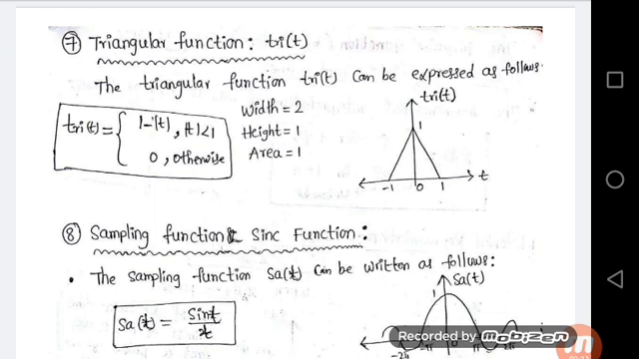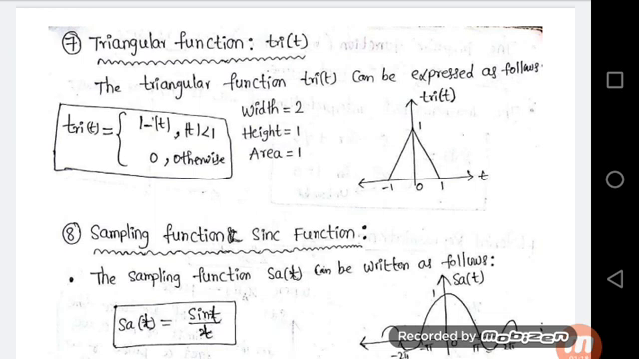Triangular means the path or direction of the angle lies between three major nodes: width, height, and area. That's why it is called triangular functions.